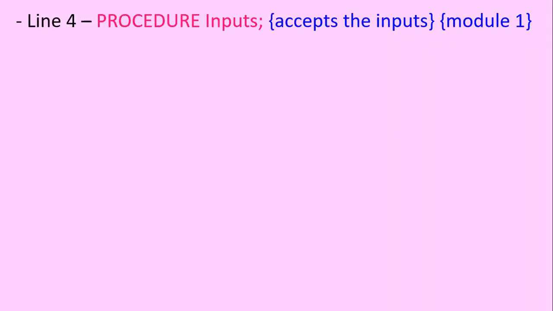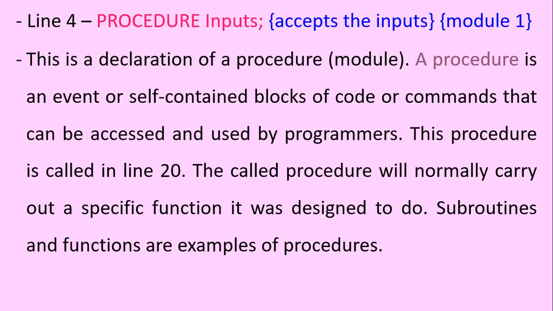Line 4 is procedure inputs, semicolon. And the comment is it accepts the inputs, and that is the starting point for module 1. So this statement is a declaration of a procedure or a module.